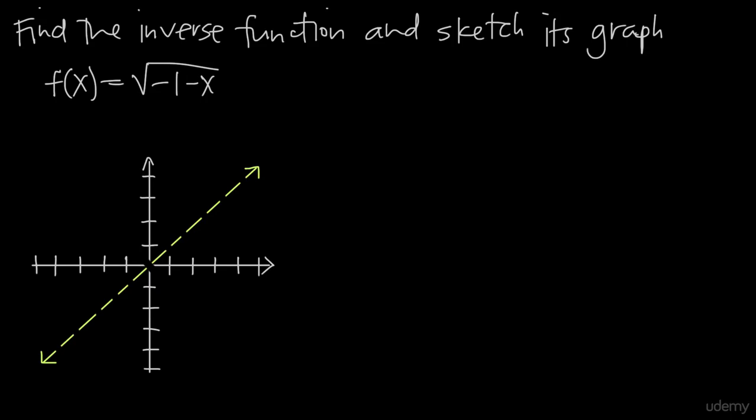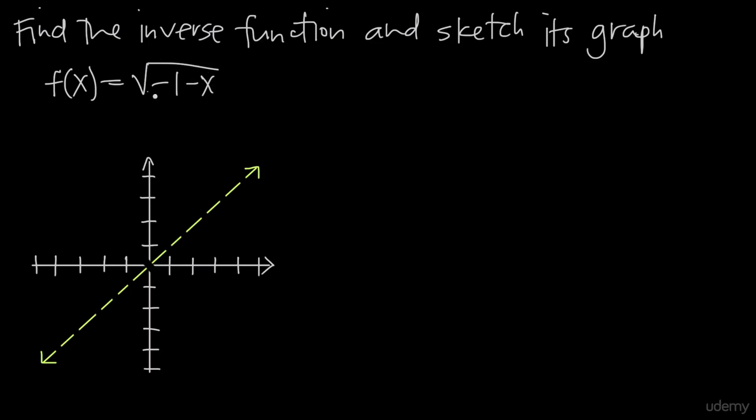In this video, we're talking about how to find the inverse of a function and then to sketch the graph of the inverse. And in this particular problem, we've been given the function f of x is equal to the square root of -1 minus x. So let's go ahead before we do anything else and just sketch this graph. We'll do that by plotting points.